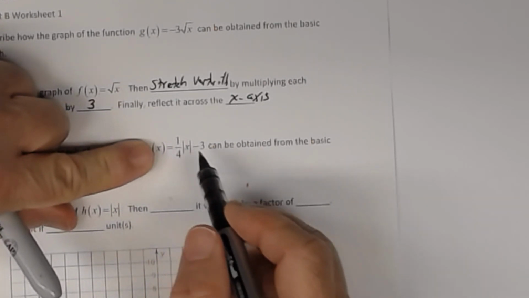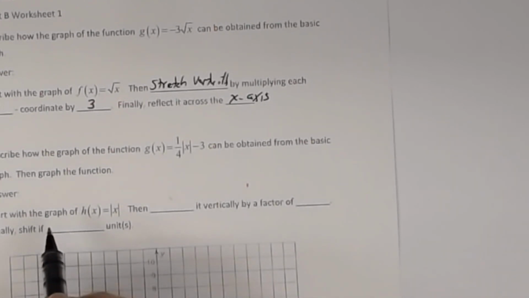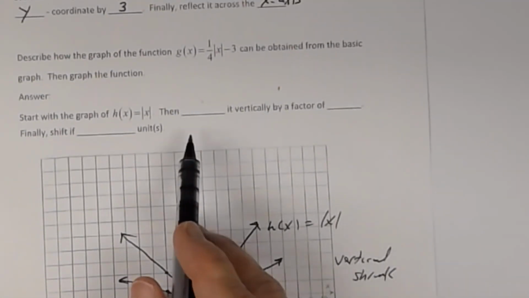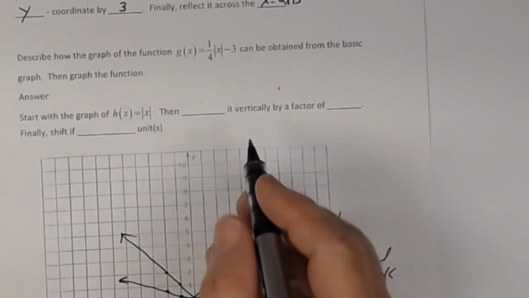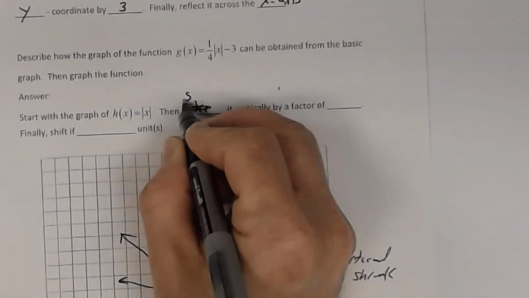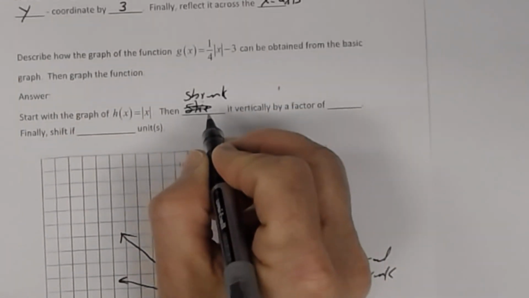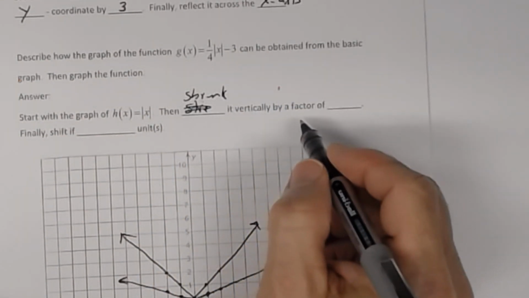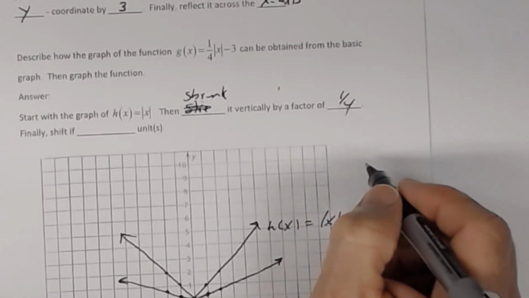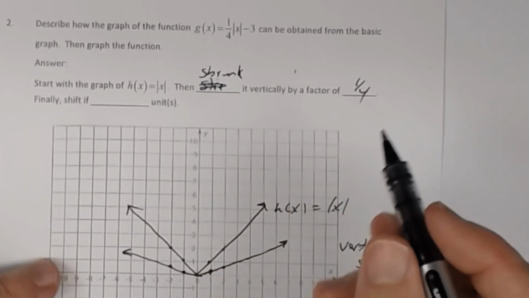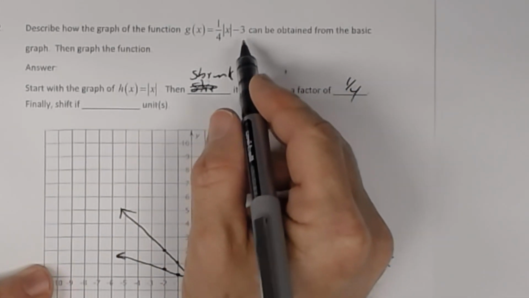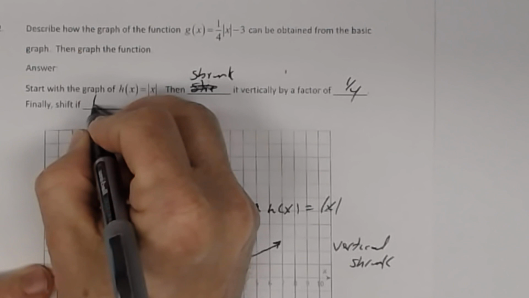It's a vertical shrink. All right, so then we're going to start with the graph of h of x, which is the absolute value function. Then we're going to shrink it vertically by a factor of 1/4. And then finally, this negative 3 says I'm going to shift it down 3 units.